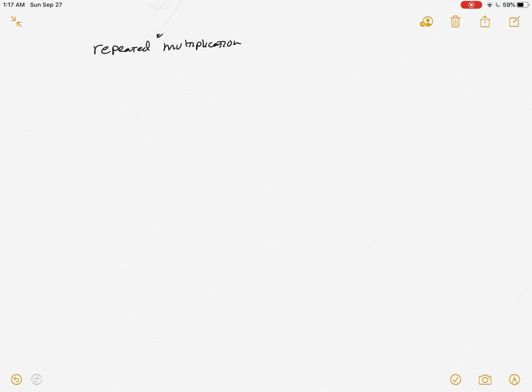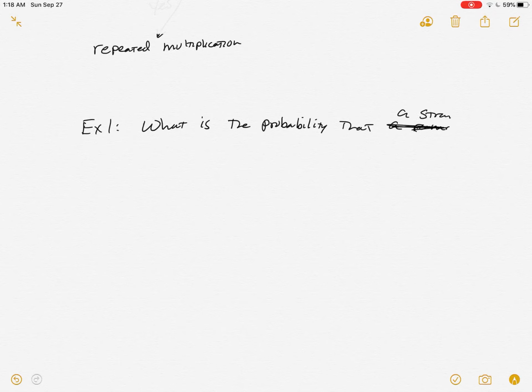So let's suppose that, call this example 1, somebody stole my ATM card. What is the probability that a stranger randomly guesses my PIN number with one try?